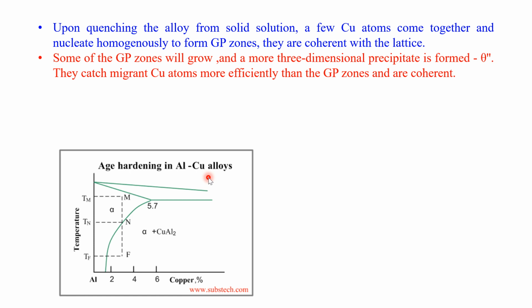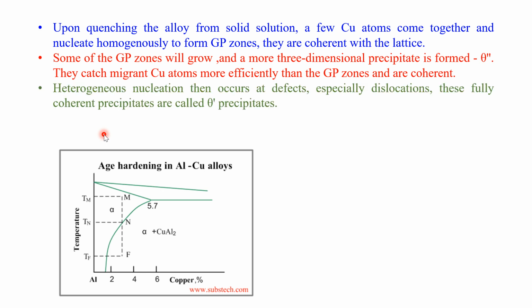These theta double prime precipitates can catch the copper atoms more efficiently than the GP zones, and we also have to note that these theta double prime precipitates are also coherent. Then, as time passes, heterogeneous nucleation starts taking place. Usually, heterogeneous nucleation takes place at defects, especially dislocations. And what happens? More fully coherent precipitates start forming, and these are known as theta prime precipitates.